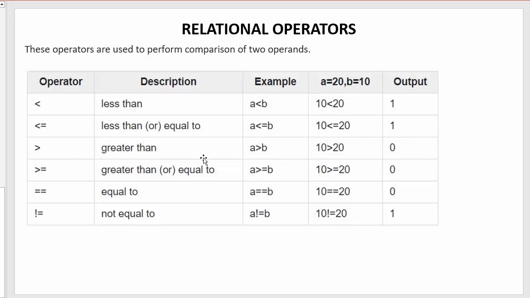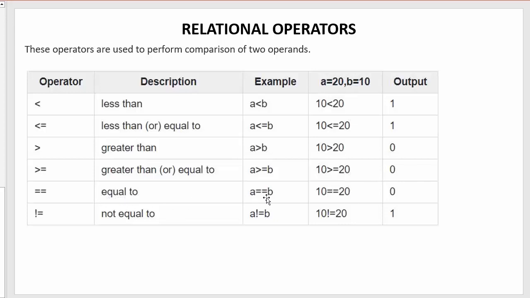Now we will see the greater than operator with the operands A greater than B. A value is 10, B value is 20. So is 10 greater than 20? No, the condition becomes false. That's why we will get the value 0. Greater than or equals to, A greater than or equals to B. Is 10 greater than or equals to 20? No, 10 is neither greater than nor equal to 20. That's why we will get 0 as an output.